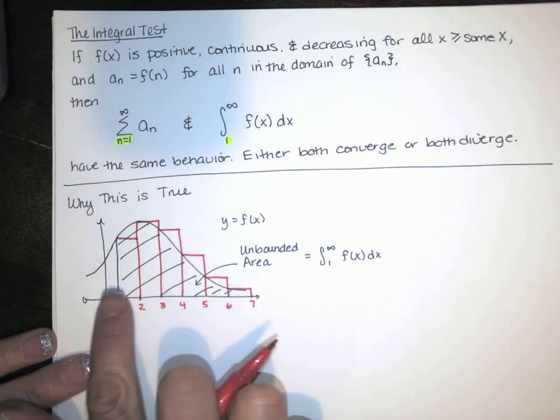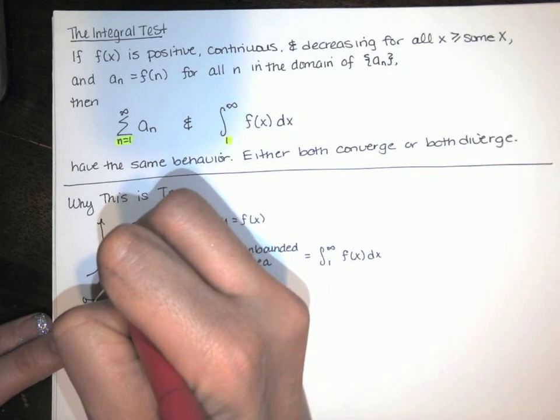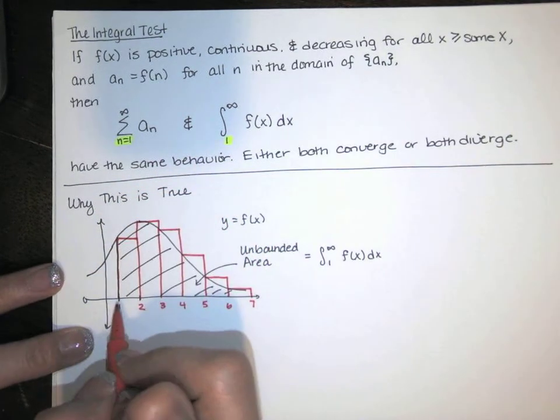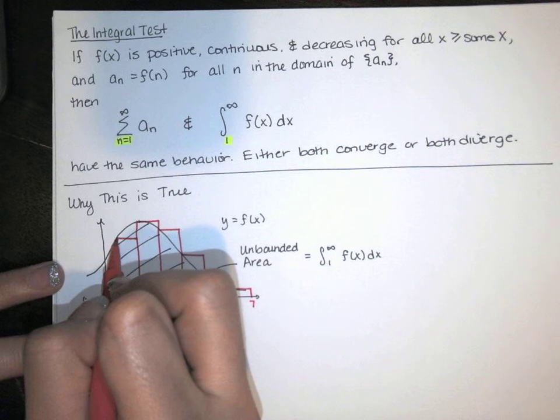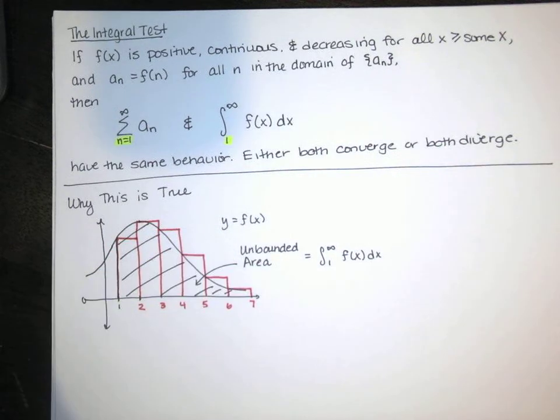Let's think about what the area of those rectangles is. Well, this is the function evaluated at 1. I want to use another color just so that you can see it a little bit better.